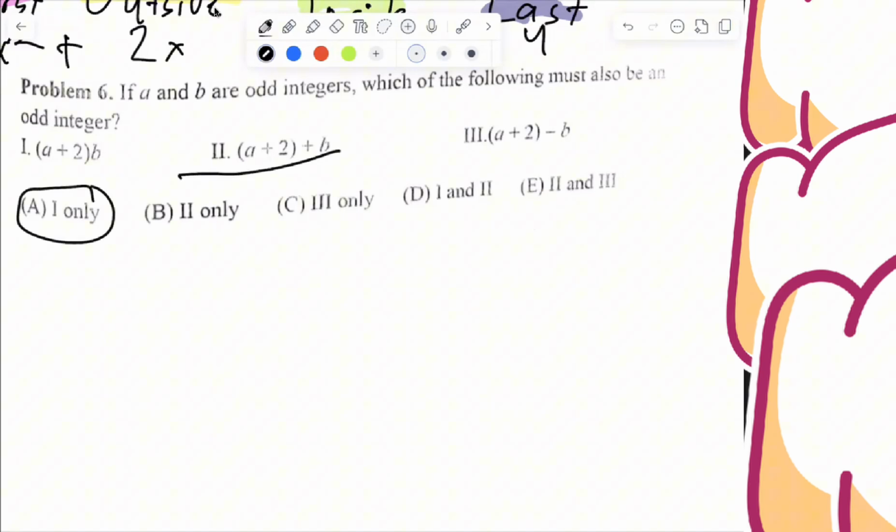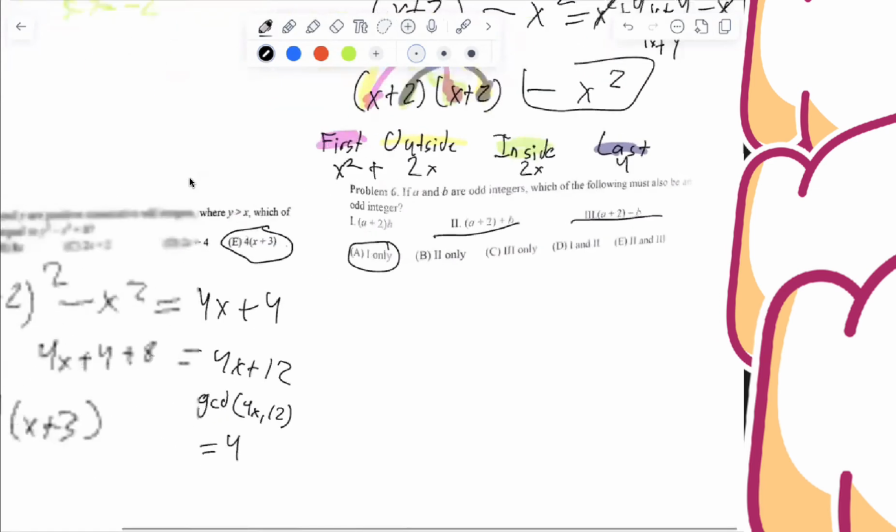The answer is A. This one is even. That one's also even. A plus 2 is odd. A plus 2 times B gives you odd. So it'd be A. Alright?